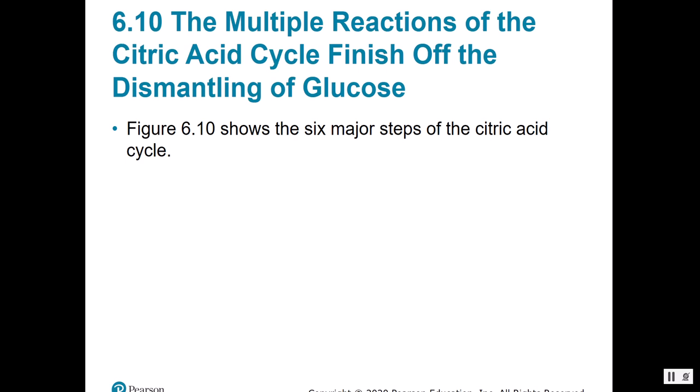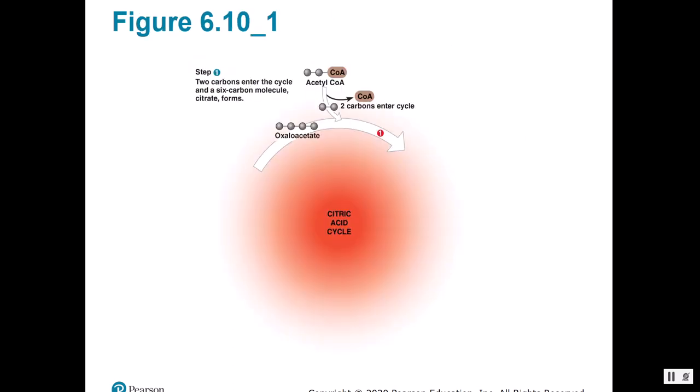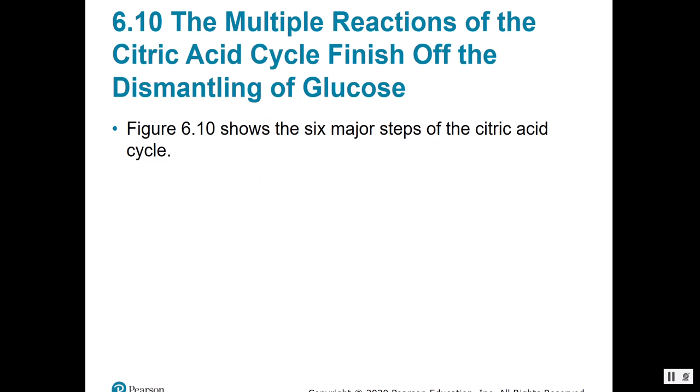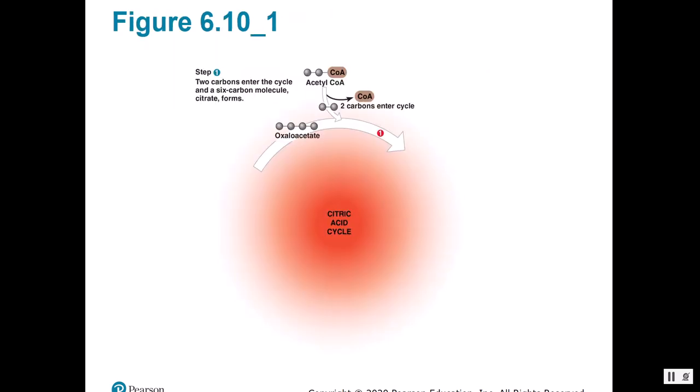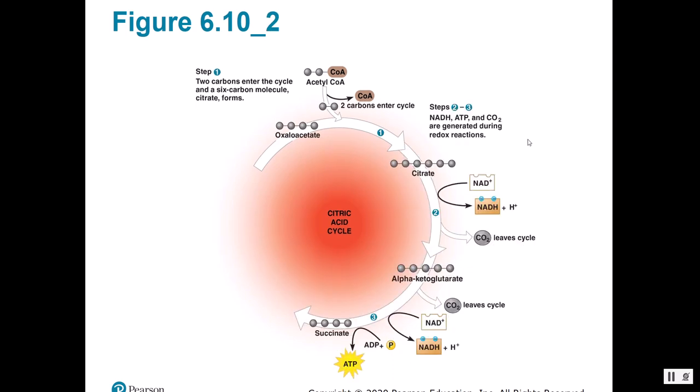Now, there is an image in your book, just like we had for glycolysis. This is a multiple-step process, so there are multiple chemical reactions that have to finish dismantling glucose. There are 6 major steps, and it's figure 6.10, which is on page 121 in your text. Again, you do not have to know, sorry y'all, my computer's being crazy. You don't have to know the 6 major steps, but I do like for you to see these, okay? So step 1, you can see right here, it's going to bring that acetyl-CoA in, and then if we keep on going, steps 2 and 3, we're involving NADH, ATP, and CO2.